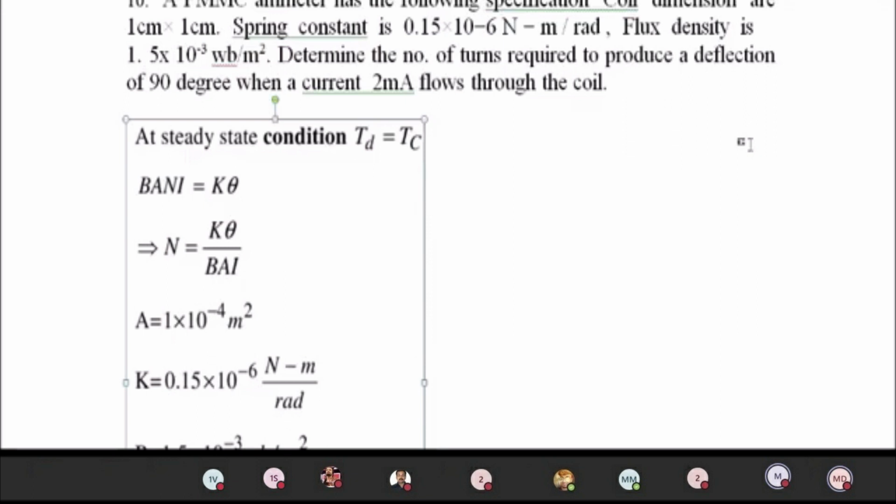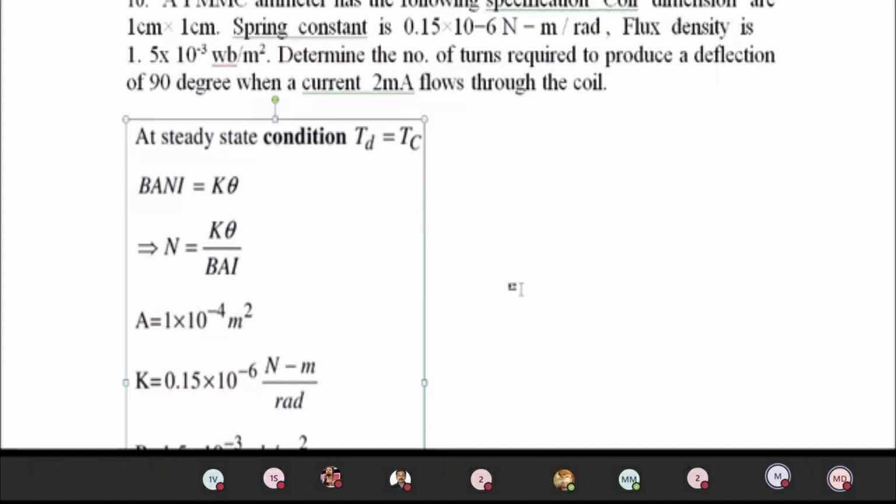Except the number of turns N, all the terms are given. So we are keeping the N at the left side and taking all the terms to the right side, so that we are able to find the number of turns required. All the values are given. Area is given in centimeter, so as usual, we have to convert it into meters. It has been taken as 1 into 10 to the power minus 4 meter square.